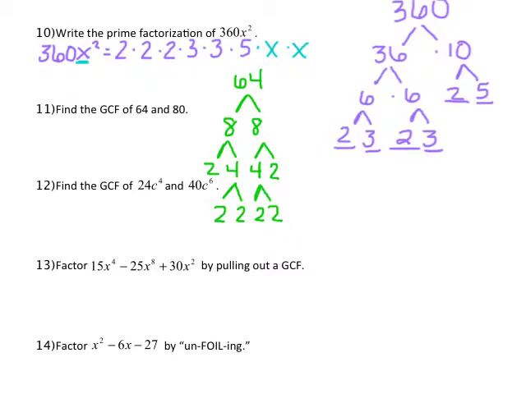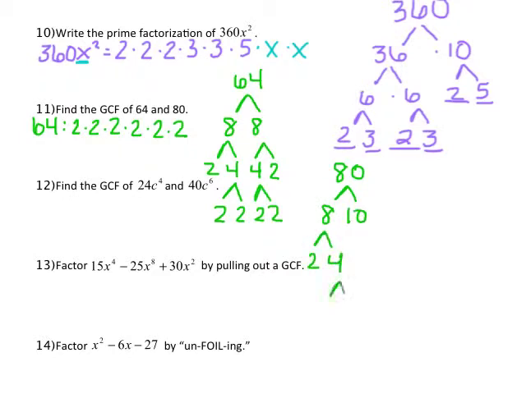Okay? So for my 64, I end up with 2 times 2, I think there's 5. 6, sorry. Okay, that's my prime factorization for the 64. When I go to do 80, I know is 8 and 10. 8 is 2 and 4. 4 is 2 and 2. And 10 is 2 and 5. So it looks like I have 4 2s and a 5.